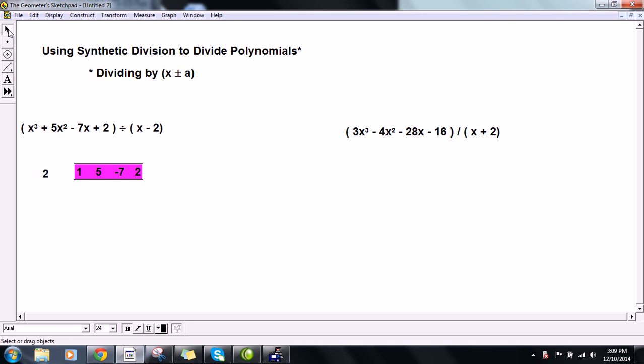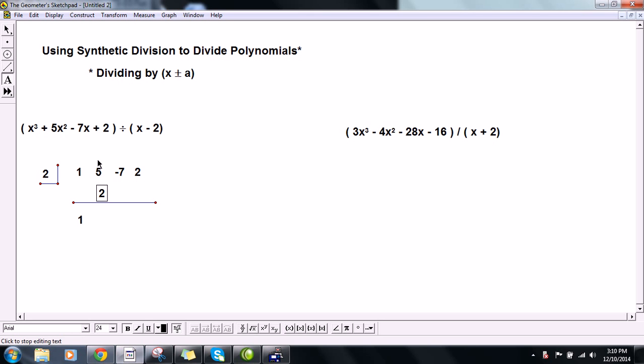Now I'm going to draw a line down here. Just like we would do division normally, I'm going to bring the first number down. So I bring the 1 down, and it goes right here. Now I'm going to multiply the 2, which is out here in a box, by the number down here. So 2 times 1 is 2, and I'll put it right here.